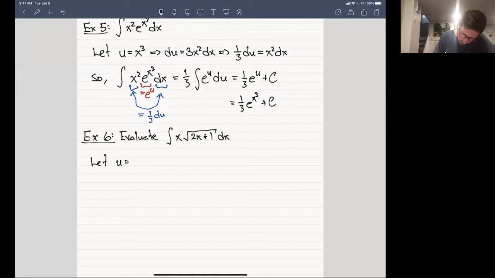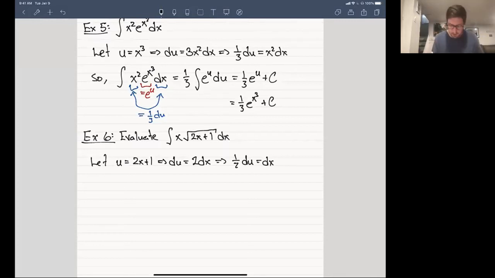So let's let u equal 2x plus 1, which tells me that du is equal to 2 dx. And so this tells me if I divide off by 2, I get 1/2 du is equal to dx. Okay, not too bad. So putting this all together, this term on the end of the integral just gets transformed into this, which is something I can manage.